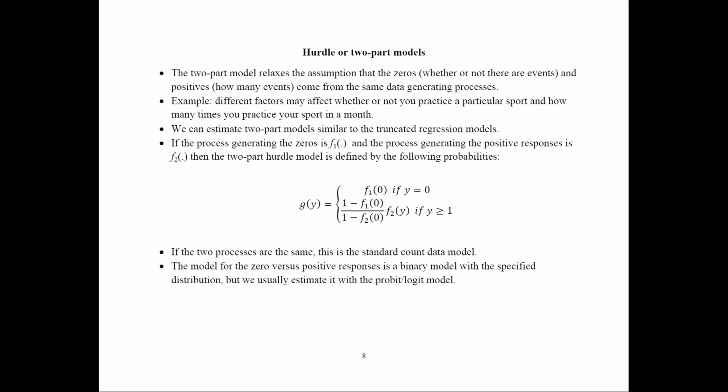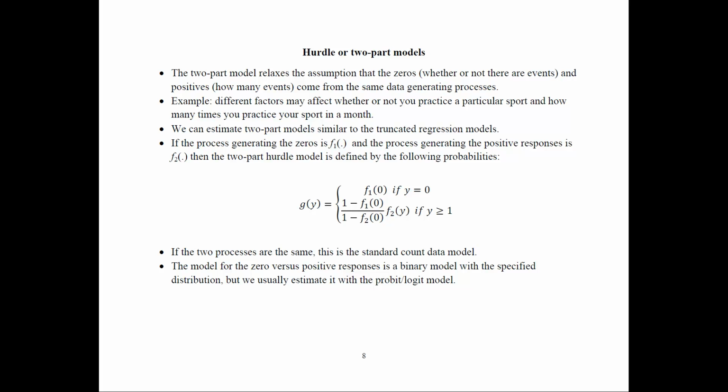So now I will talk about hurdle or two-part models. And these are similar to the truncated models that could be used instead of a Tobit model. Very, very similar idea. So these two-part models relax the assumption that the zeros, whether or not we have the 0 or we are in the positive part of the distribution, and the positives, the 1, 2, 3, 4, and so on, come from the same data generating process or different ones.